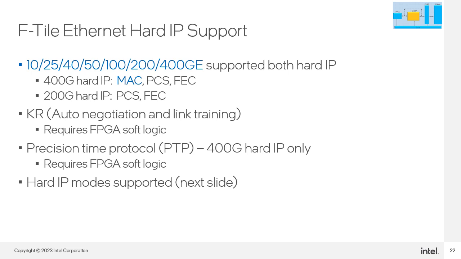Both the 400G hard IP and the 200G hard IP support 10 to 200G Ethernet, along with related standards such as fiber channel. In addition, the 400G hard IP, of course, supports protocols beyond 200G. The big difference between the 2 hard IP is the presence of the MAC in the 400G hard IP. Both hard IP support auto-negotiation and link training used in KR interfaces, but PTP is only available with the 400G hard IP due to its inclusion of the MAC. Both KR and PTP utilize soft logic in the FPGA fabric.